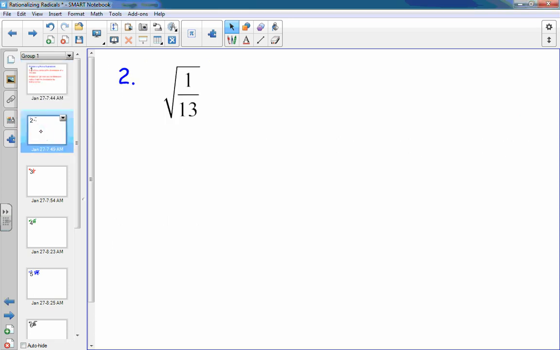Okay, so here we go. Number 2. Number 2 is the square root of 1 over 13. Now, when we do a problem like this, what we want to do is we want to divorce the numerator and the denominator. Currently, this is one fraction. Y'all with me? And we're going to separate into two fractions by writing this as the square root of 1 over the square root of 13. Do we get that? Yes or no?